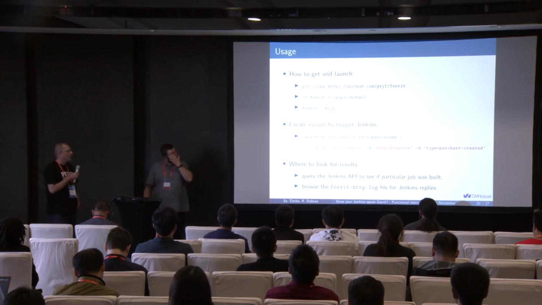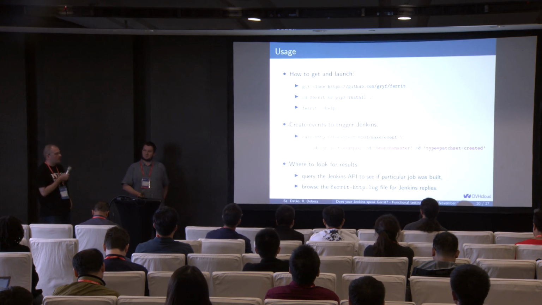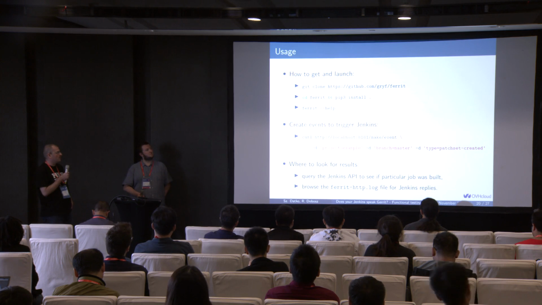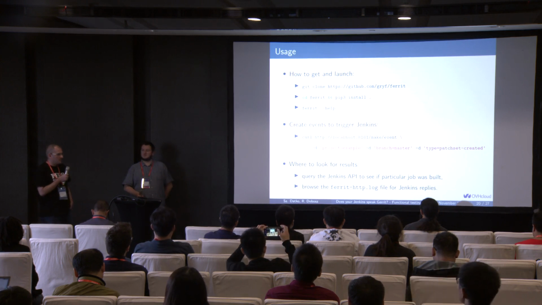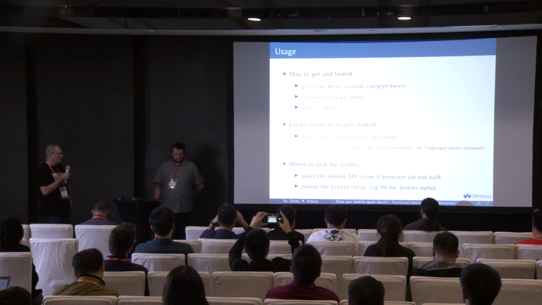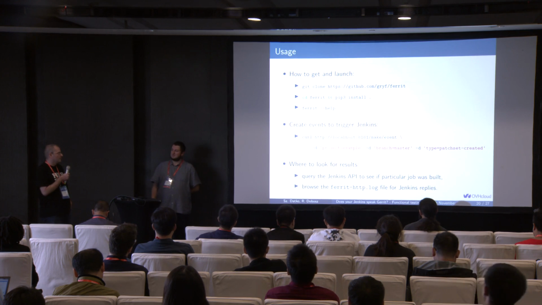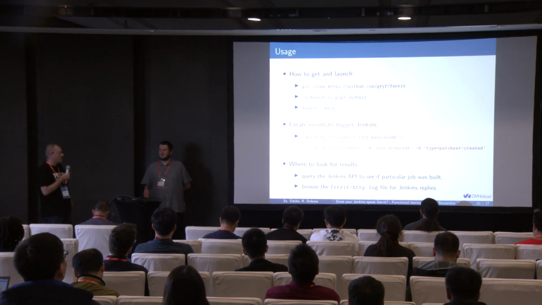Okay, so how to get Ferrit? This is open source. You can grab it from GitHub, as you can see. And installation is easy, just pip install the project and go with Ferrit. So this is the simplest solution.